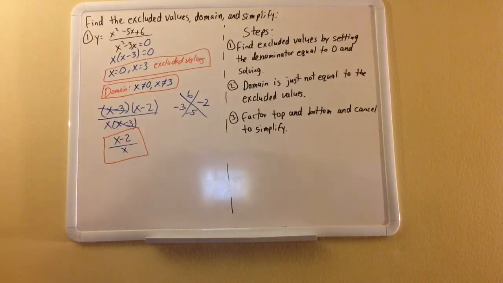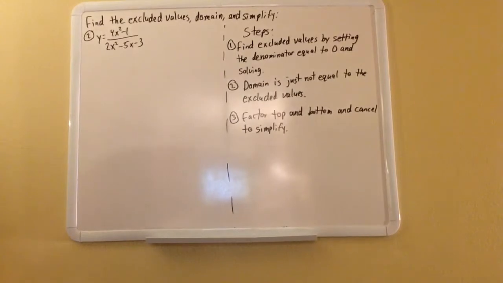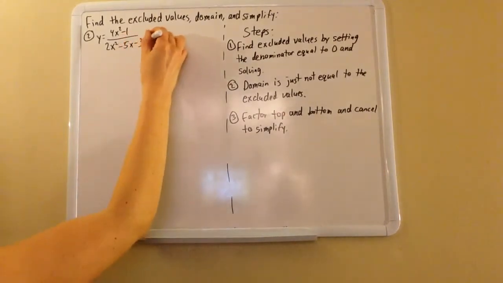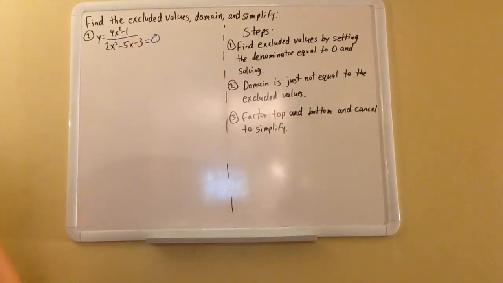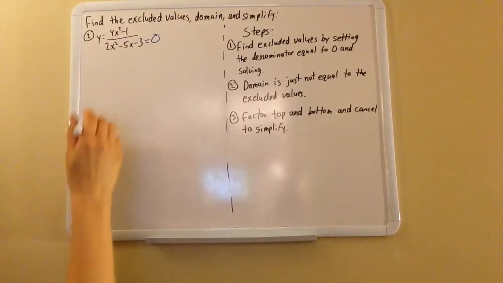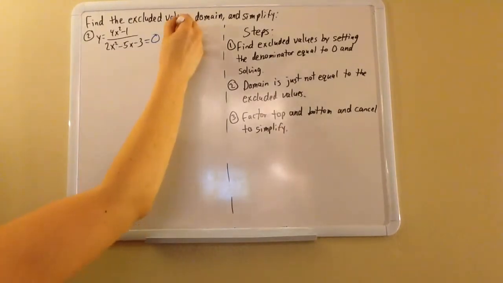Alright, I'm going to show you 2 more problems and then your bonus question. So here's our second example. Again, we are going to do the excluded values first, and then domain, and then we're going to simplify. So remember, for excluded values, you set the denominator equal to 0. So we set the denominator equal to 0 right here. And we're going to solve by factoring again. So I need to factor this. I'm going to use the x.